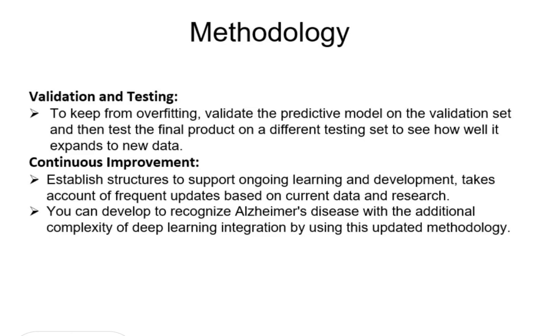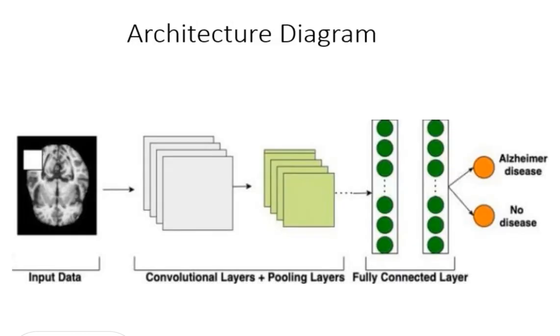Continuous improvement. Establish structures to support ongoing learning and development, which take account of frequent updates based on current data and research. You can develop a system to recognize Alzheimer's disease with the additional complexity of deep learning integration by using this updated methodology. Architecture diagram.